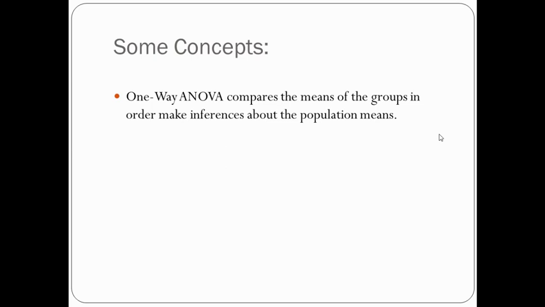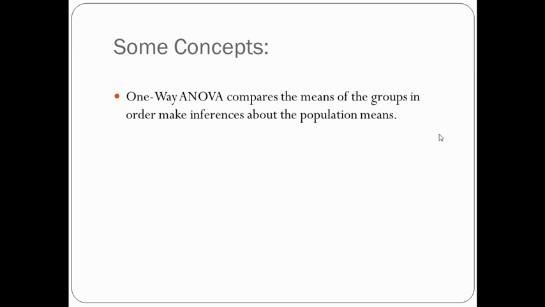So first of all, let's go to some concepts to take away. Concepts are critically important for researchers. So the first concept, one-way ANOVA compares the means of the groups in order to make inferences about the populations.